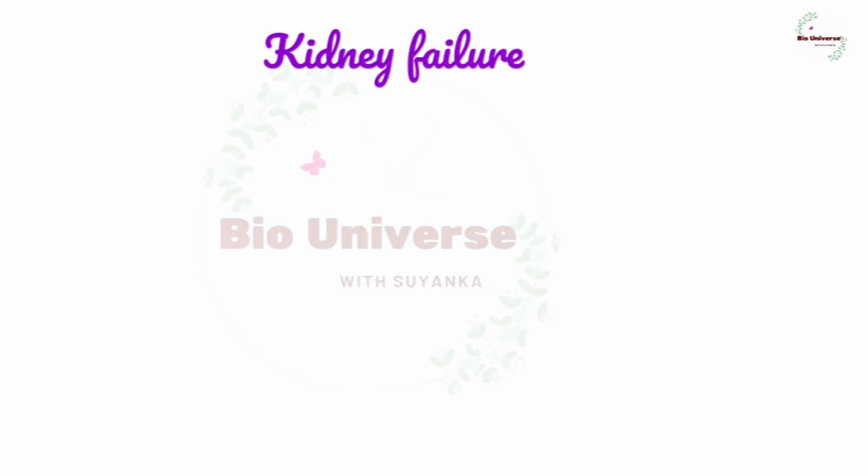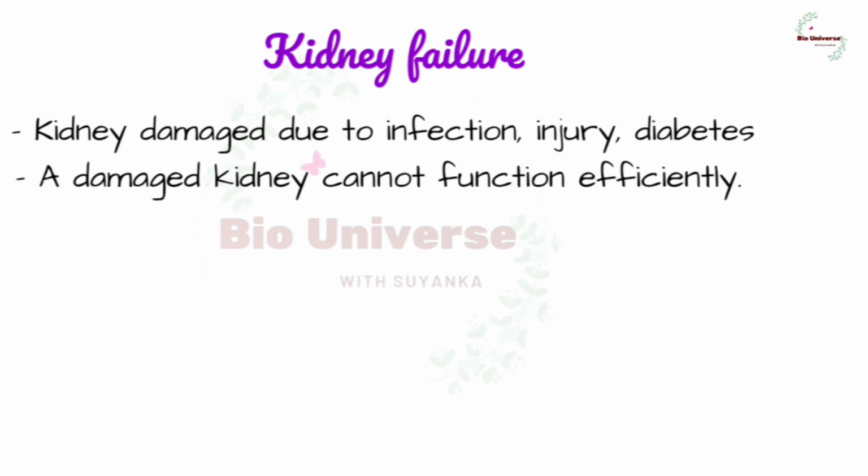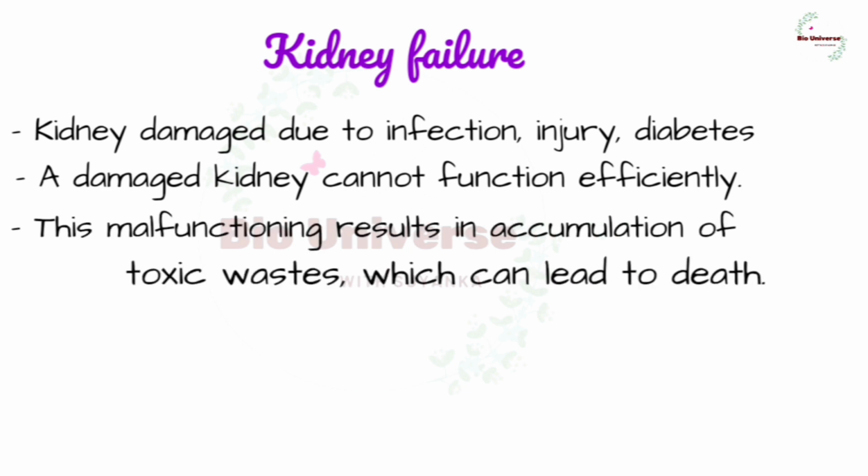The kidneys may be damaged due to infection, injury, diabetes, and extremes of blood pressure. A damaged kidney cannot function efficiently to remove urea, ions, water, etc. from the blood. This malfunctioning results in the accumulation of toxic waste like urea, which can lead to death.